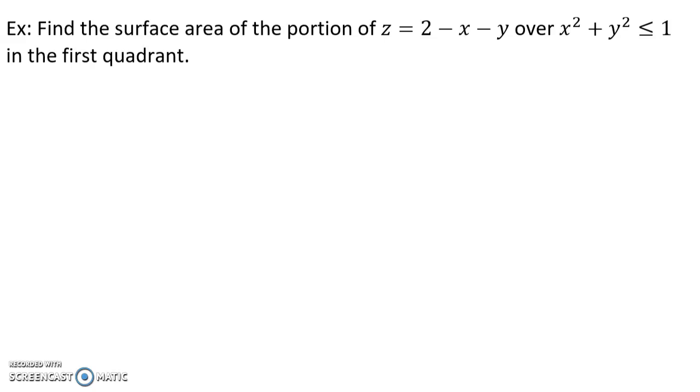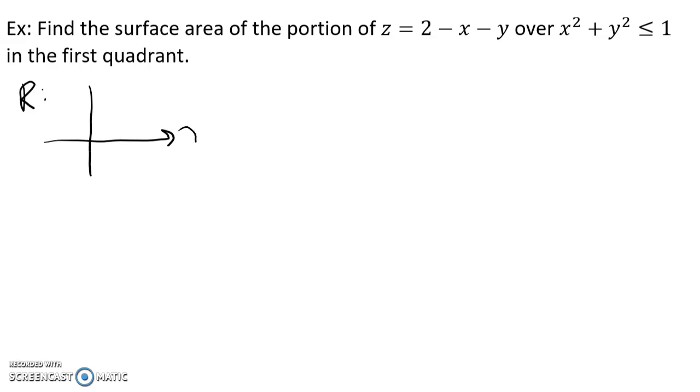All right, so let's take a look at a first example of surface area. Find the surface area of the portion of z equals 2 minus x minus y over x squared plus y squared less than or equal to 1 in the first quadrant. So that last part is describing our region R. Let's go ahead and draw R in the xy plane.